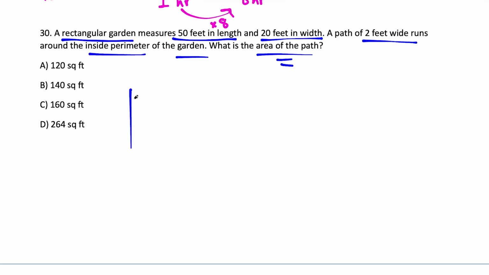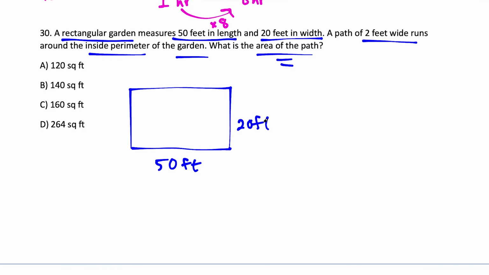For this question, the first thing we should do is draw out a rectangle to model the entire garden. So there's our rectangular garden. It's 50 feet long and it is 20 feet wide. Then the path is 2 feet wide and it runs around the inside perimeter. So I'm imagining something like this, going around the perimeter on the inside, a path to walk along.